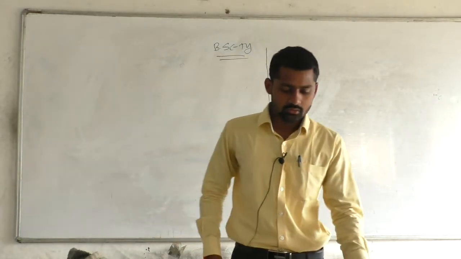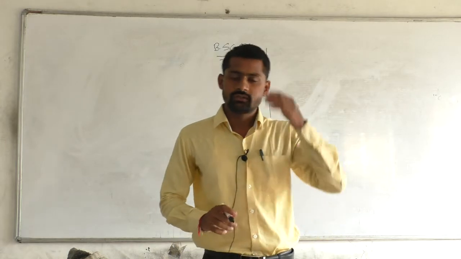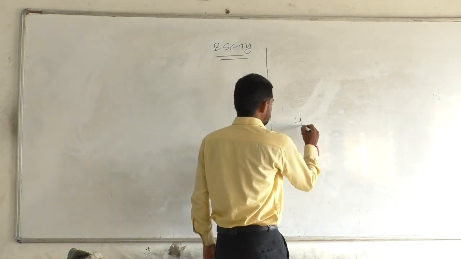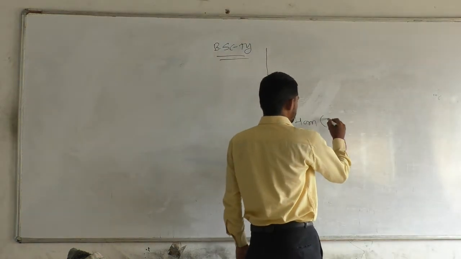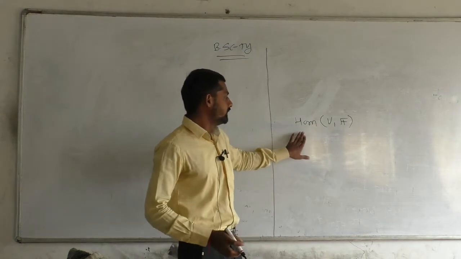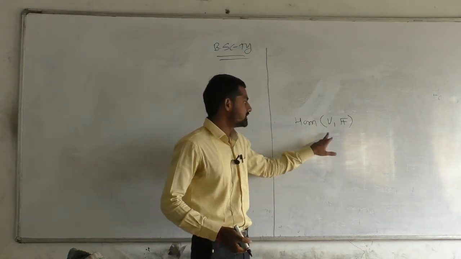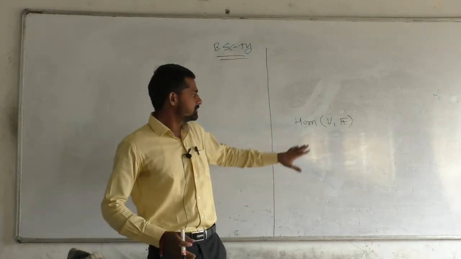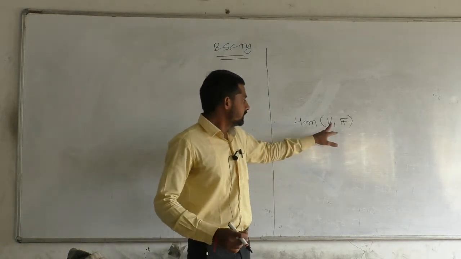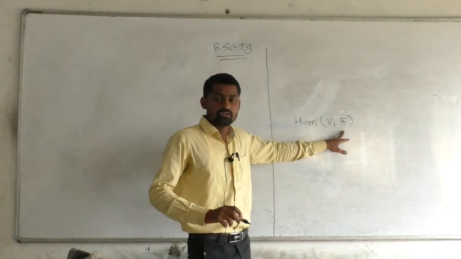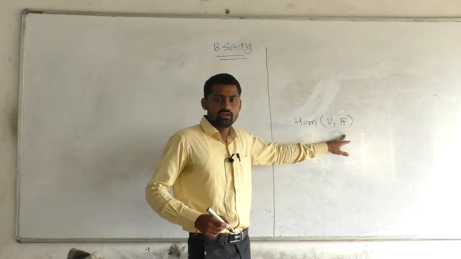In the last lecture I gave the definition of dual space. So what is meant by dual space? A dual space is nothing but a vector space of V to F, that is, the set of all linear functionals from a vector space V to F. The collection of all these linear functionals from a vector space V to F forms a vector space over a field F, called the dual space.